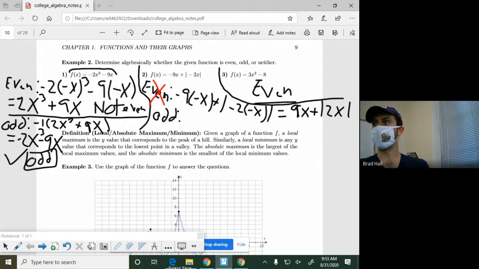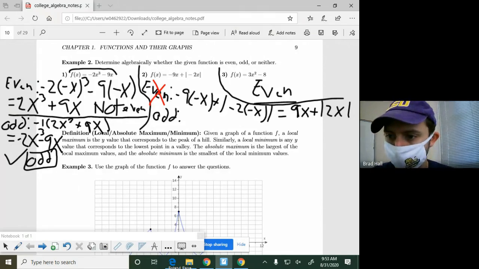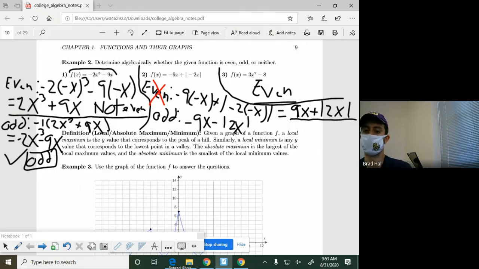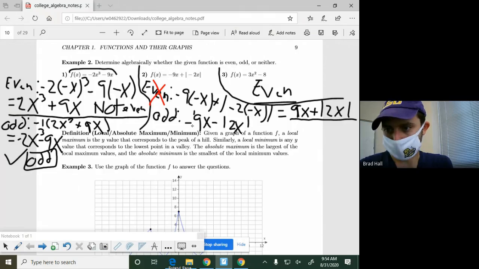So odd says, take that original result that you got from the end of even. So at the end of even, we found exactly 9x plus absolute value of 2x. And multiply the whole thing by -1, like we did before. So we're multiplying that whole expression by -1. I guess to sort of emphasize that, it would be this.